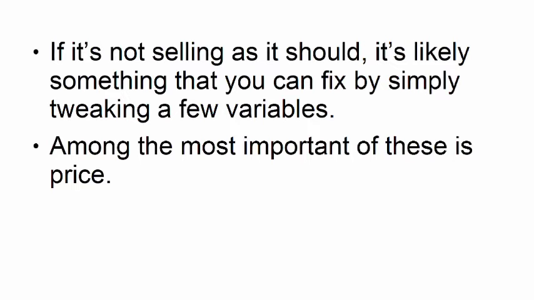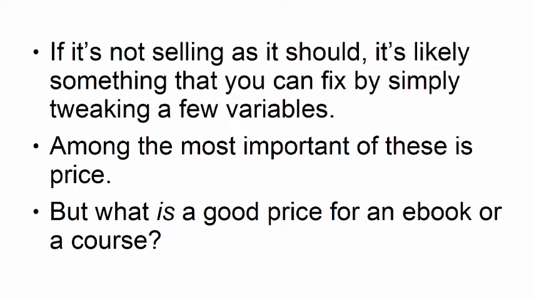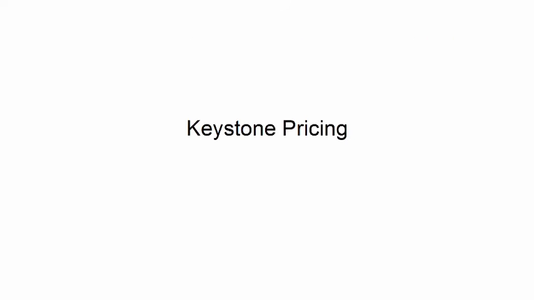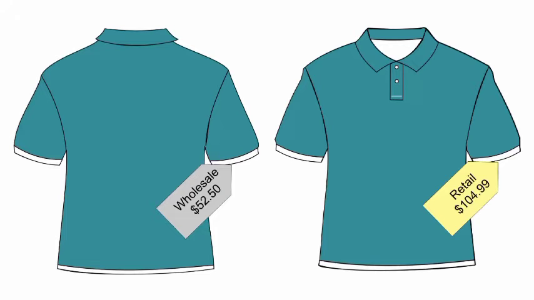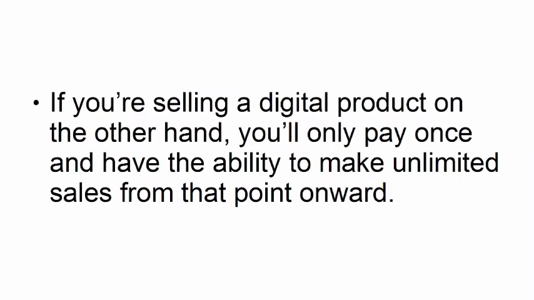Among the most important of these is price. But what is a good price for an ebook or a course? Were you selling a physical product as a reseller, then you might use a pricing strategy called keystone pricing. This means that you charge twice the amount you pay for it when buying it from wholesalers. While this is fairly standard, it only works if each individual unit has a cost associated with it. If you're selling a digital product, on the other hand, you'll only pay once and have the ability to make unlimited sales from that point onward.